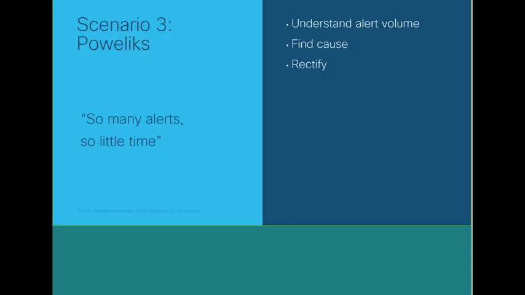So our third incident example that we're going to walk through now is about prioritizing those alerts and finding out why there are so many of them. In this case, we're talking about the Powlix malware, and we need to understand the alert volume, find out the cause of this high volume of alerts, and then rectify the situation.